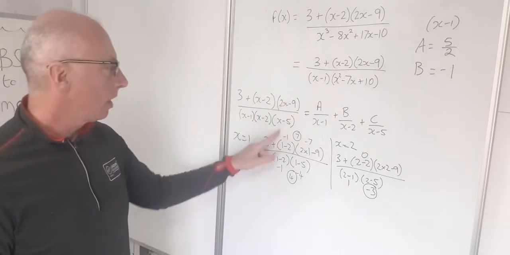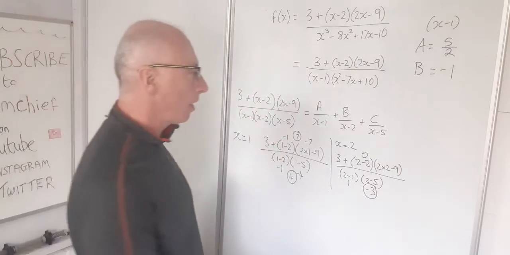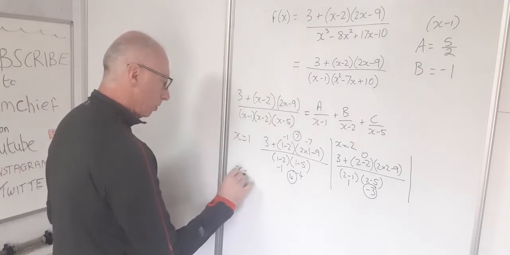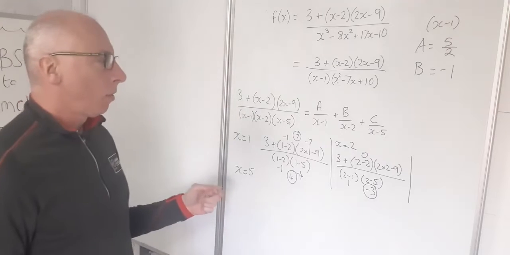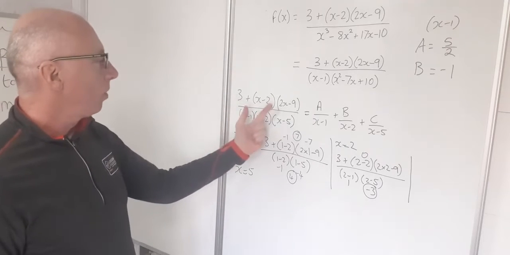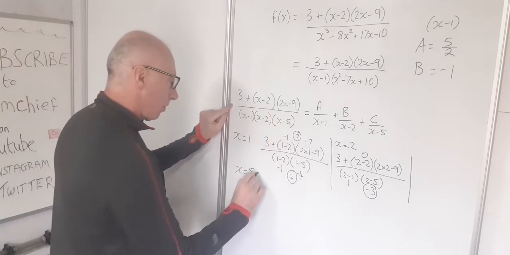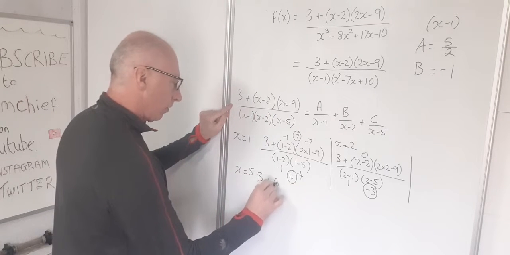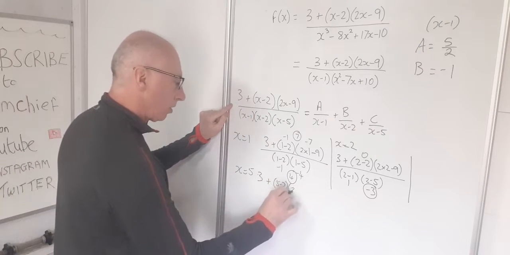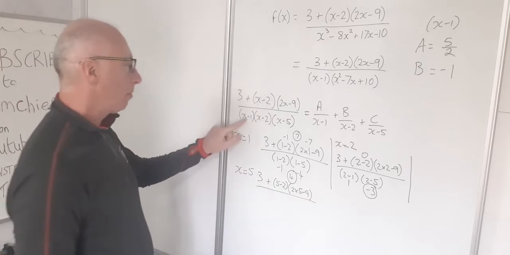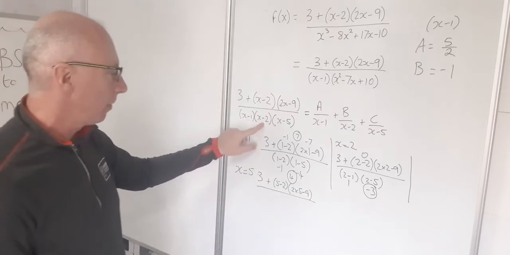Okay, right, let's have a look at when x equals 5. Okay, let's put that one down here. x equals 5. So what we're going to do now, plug in 5 for all of this again. This time this one will cover up. So now I've got 3 plus 5 minus 2. 2 times 5 minus 9. And then divide that by 5 minus 1 and 5 minus 2.